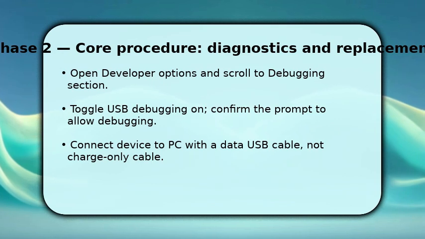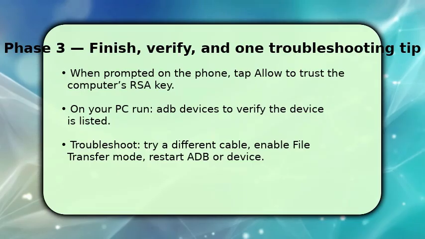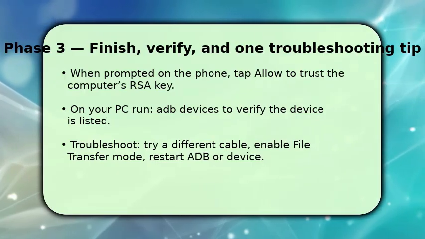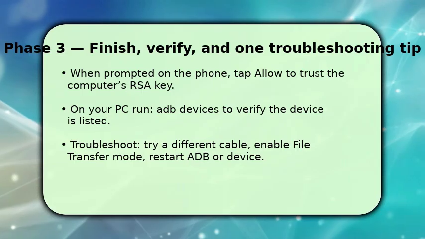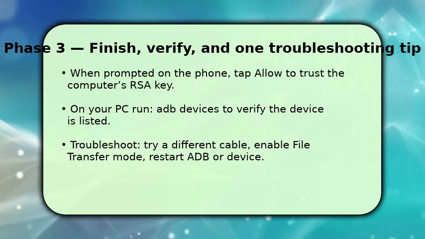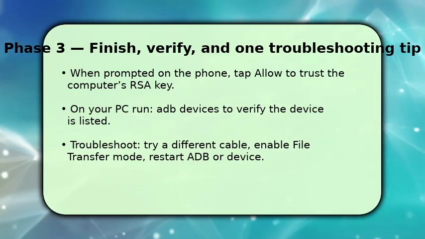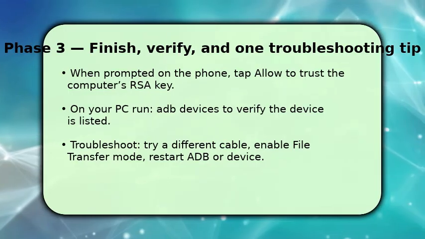When the RSA fingerprint prompt appears on the phone, read it and tap Allow to trust that computer. This prevents unauthorized access. Once authorized, on your PC run adb devices to confirm the device appears as authorized. If it shows offline or unauthorized, recheck the prompt. Make sure the phone is in file transfer or MTP mode when connected.